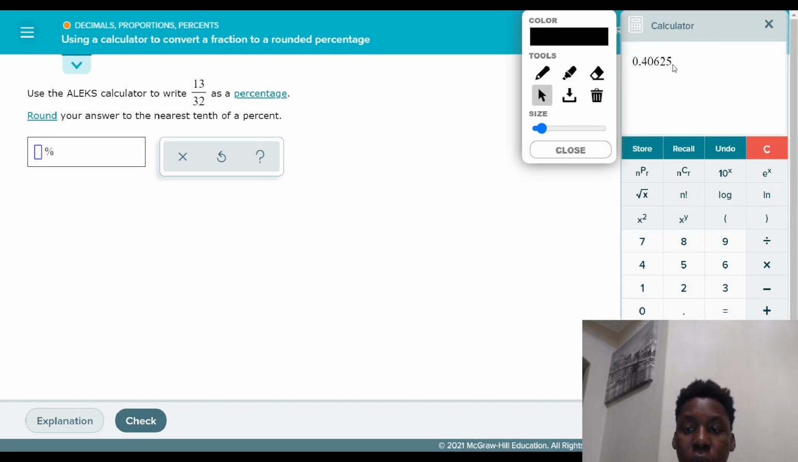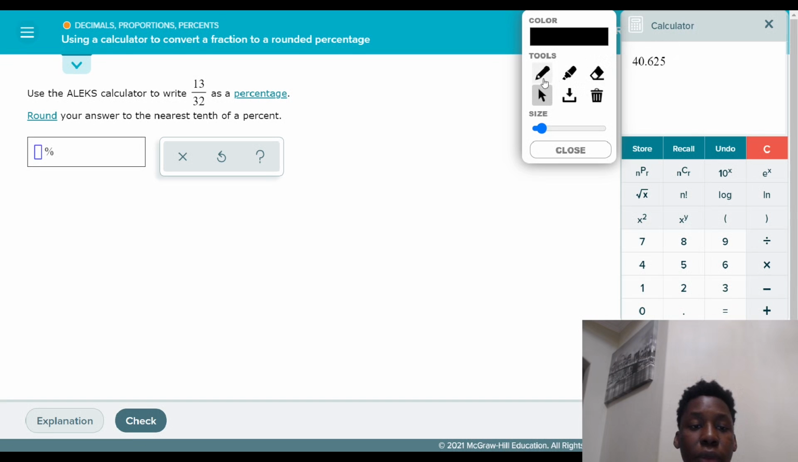The next step is to multiply it by 100 so that it is in percentage form. When we multiply by 100, we get 40.625. This currently is 13 over 32 in percentage format. So we need to round 40.625 to the nearest tenth of a percent. The nearest tenth is 6, because it's the number after the decimal point.